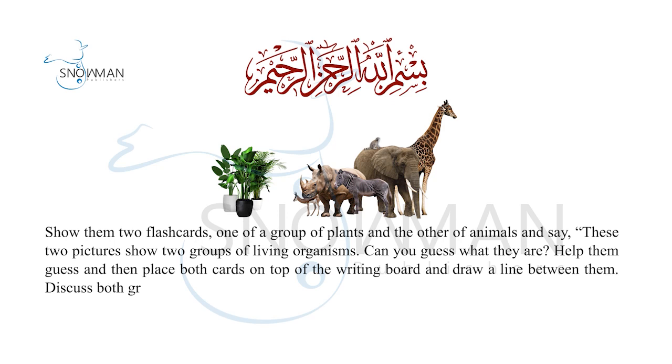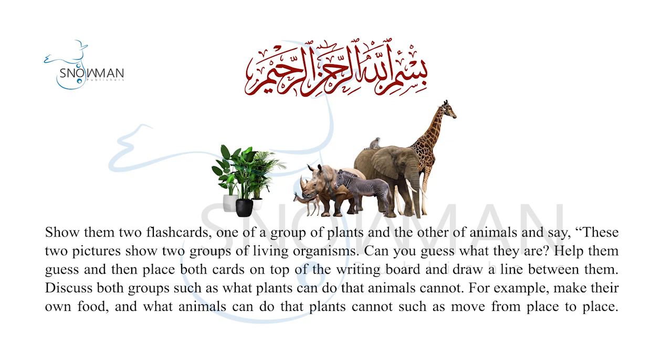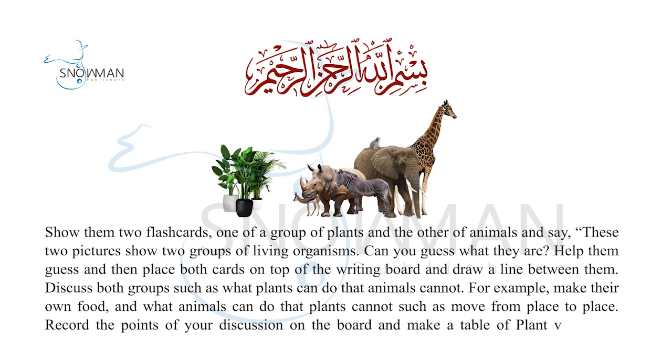Discuss both groups, such as what plants can do that animals cannot, for example, make their own food, and what animals can do that plants cannot, such as move from place to place. Record the points of your discussion on the board and make a table of plant versus animal characteristics.